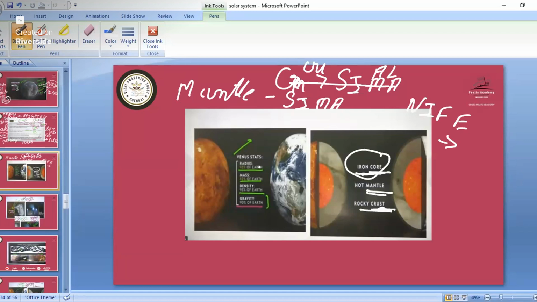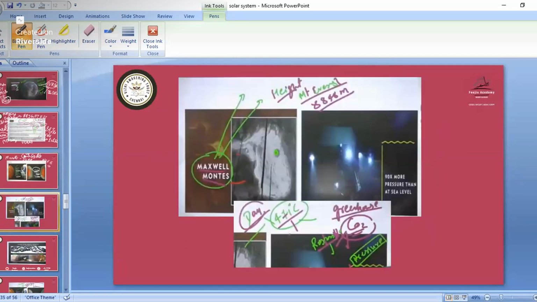One more reason why it is known as Earth's twin: the radius is 95% of Earth's. That is also one of the reasons. Then mass is 87% of Earth's, density is 91%, and gravity is 90% of Earth's. So this is also a reason for Venus to be known as Earth's twin.